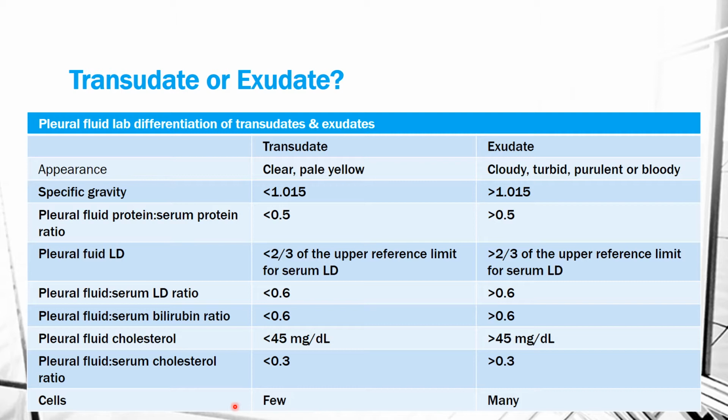But if it's an exudate, that's different. If it's an exudate, we need to look further into that fluid to find out, well, what are the cells that are increased in there? Is there bacteria in there? What's going on? Why is this patient producing a different type of fluid than would normally be there? Okay, so you would still have work to do if you are deciding that this fluid is actually an exudate.